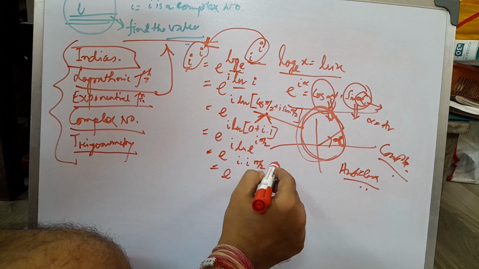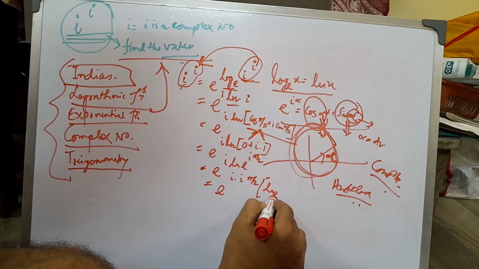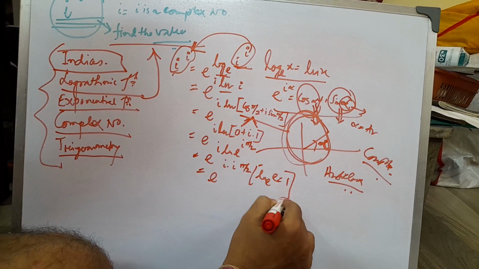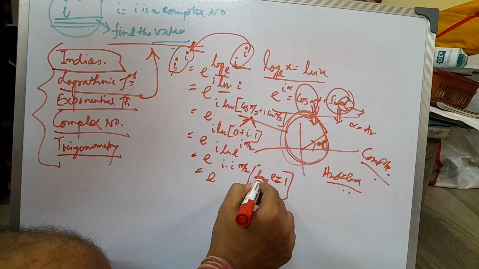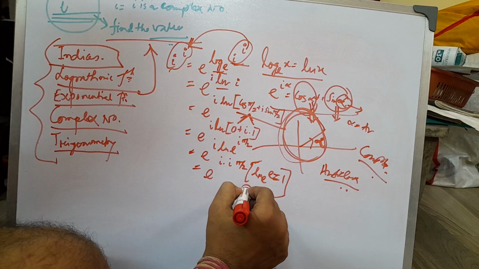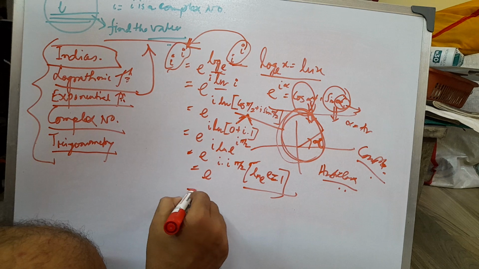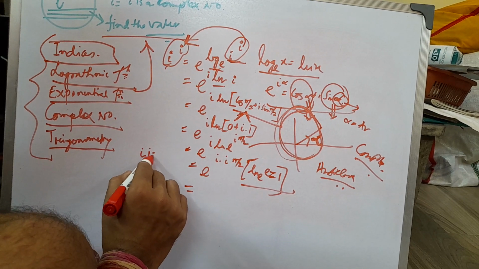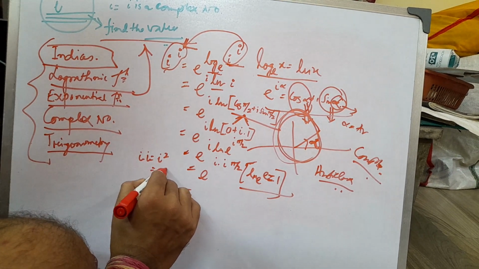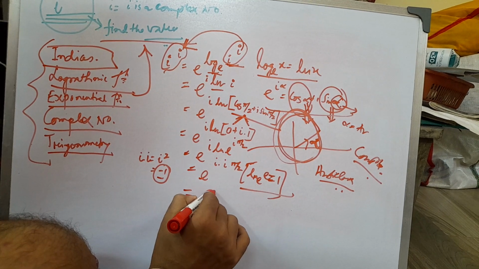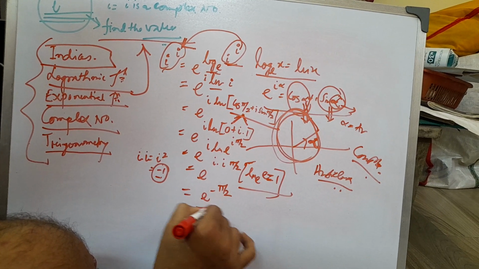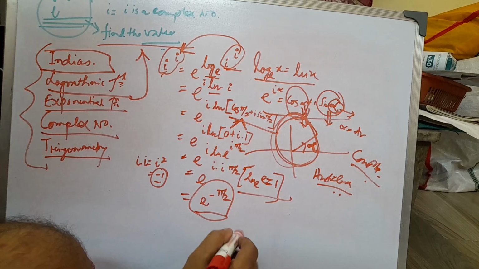And ln e is equal to 1, because when the base of the log is e, the value of the log is 1. So i into i means i square, and i square is equal to minus 1. So the value of i to the power i is e to the power minus pi by 2.